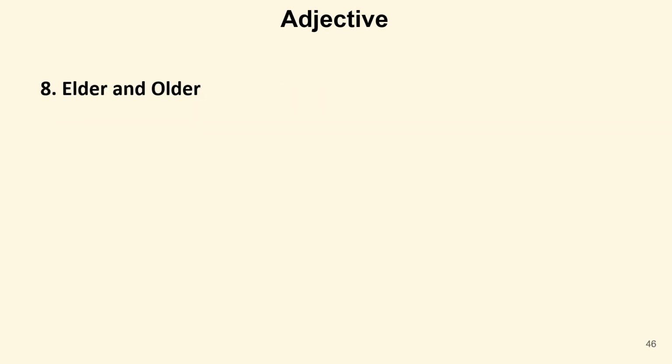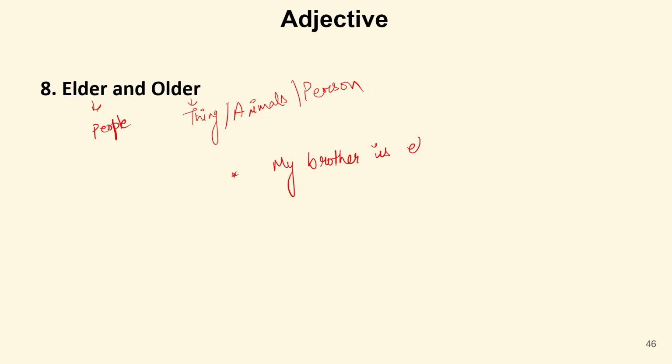Now we have elder and older. Elder is generally used with people, whereas old, older, oldest is a comparative degree and generally used not with persons but with animals and things. But elder is used only in case of people. For example, he is elder to me. My brother is elder to me.